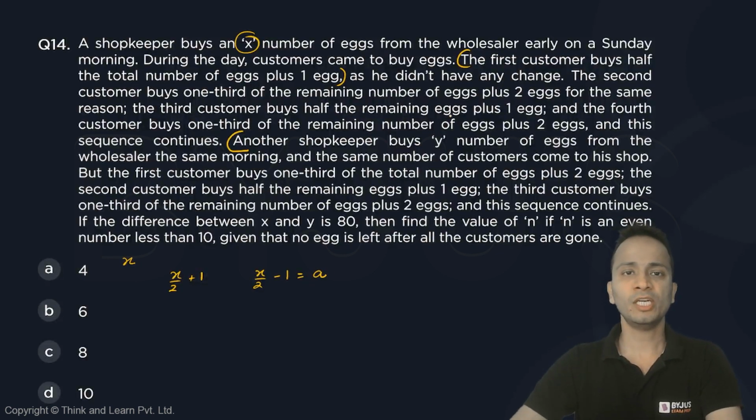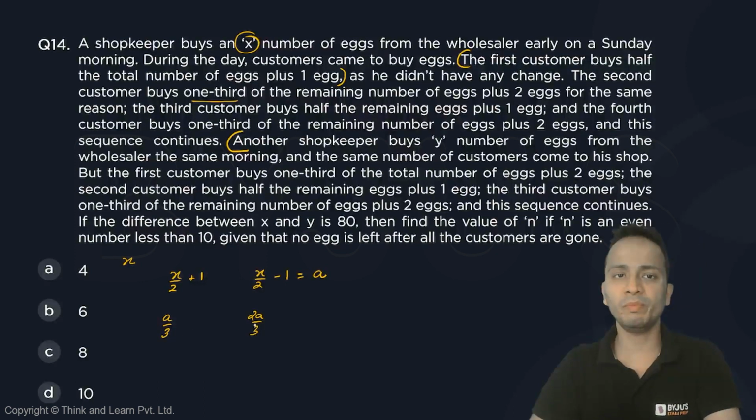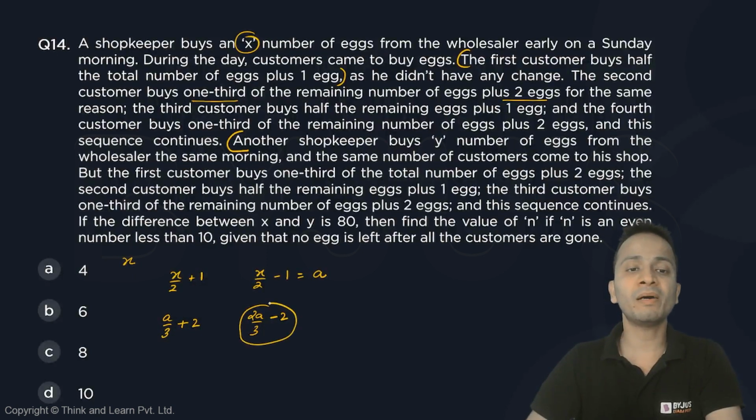So if the number of remaining eggs after the first customer has gone is equal to A, now comes the second customer. The second customer buys 1/3 of the remaining eggs. So A was the remaining number of eggs after the first customer. If the second customer buys 1/3 of the remaining, the number of eggs left will be 2/3. So 1/3 is bought, 2/3 will be left. But he buys two extra eggs. So here it will be +2, so on the other side it will be -2. So this will be the remaining number of eggs after the second customer.